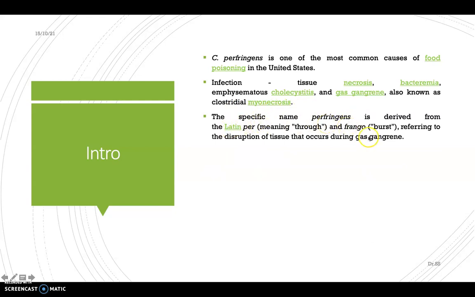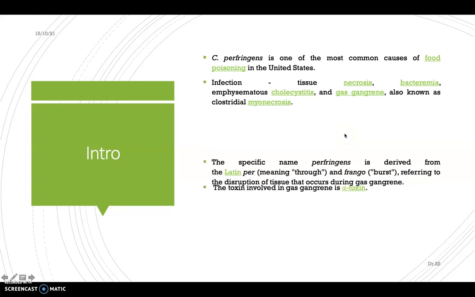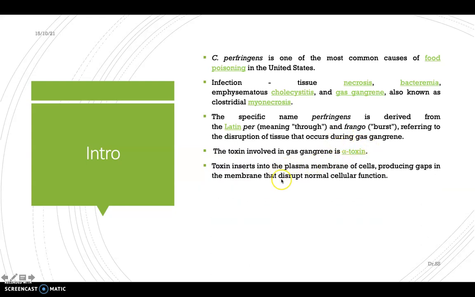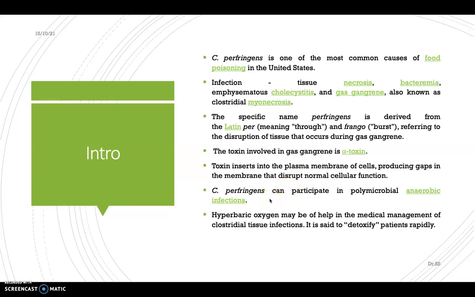Perfringens means burst, and it is obtained from Latin. It refers to the disruption of tissue that mainly occurs during gas gangrene. The toxin involved in gas gangrene is alpha toxin. That toxin disrupts normal cellular function by disturbing the plasma membrane of the cells, and it causes gaps in the membrane. So it causes abnormal tissue and cellular functions, and mainly it participates in anaerobic infections. Of course, it is an anaerobic organism.